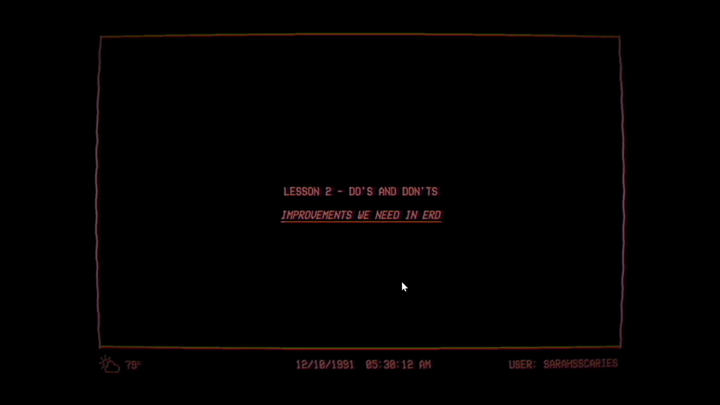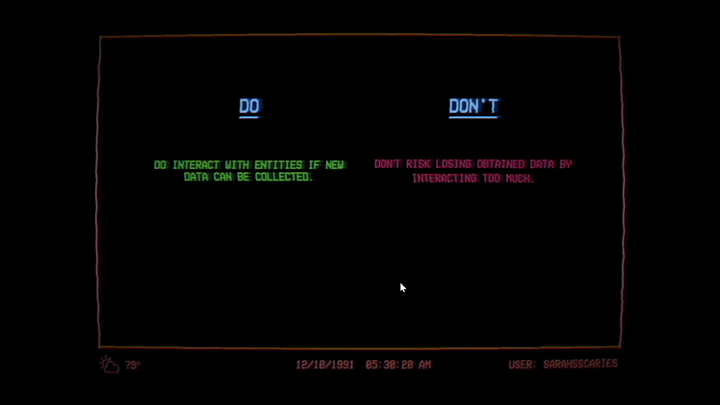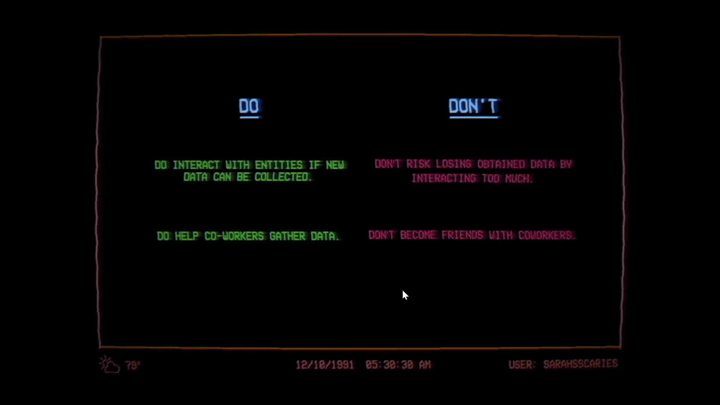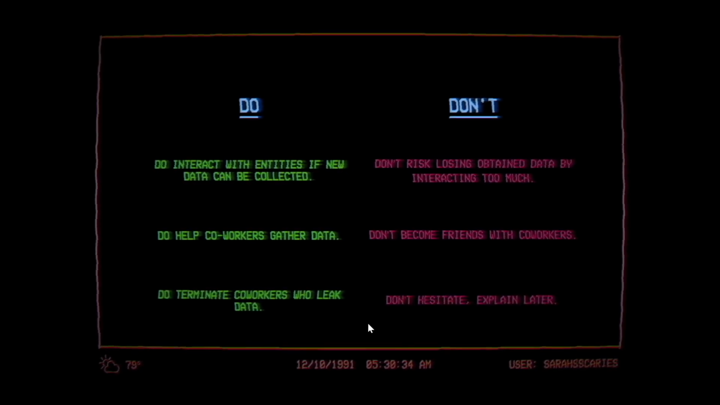Lesson 2. Do's and Don'ts, improvements we need in ERD. Do interact with entities, if new data can be collected. Don't risk losing obtained data by interacting too much. Do help co-workers gather data. Don't become friends with co-workers. Do terminate co-workers who leak data. Don't hesitate, explain later.